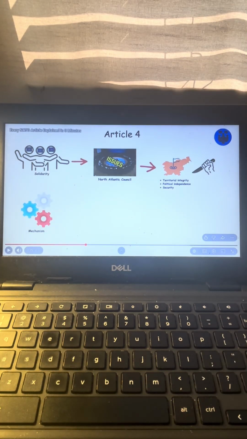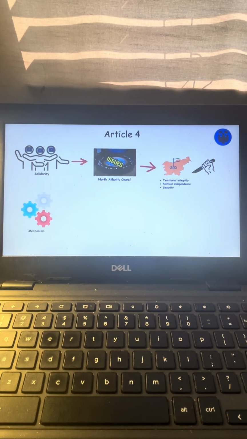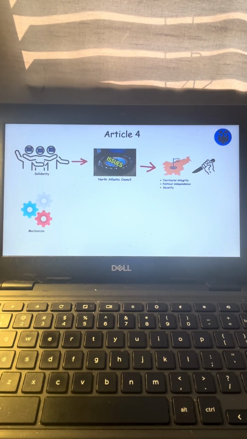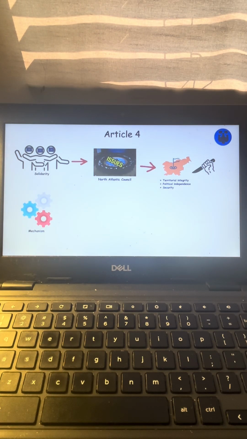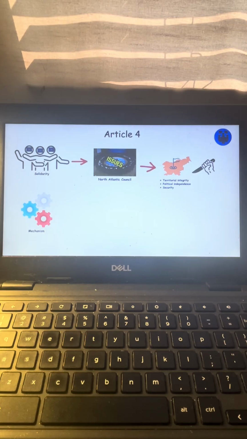Well, we can see there because Russia flies drones to Poland and Lithuania. Well, I mean, that was a Russian jet in Lithuania, but I could be wrong about that. Well, that is about Article 4. Article 5, if I'm not mistaken.